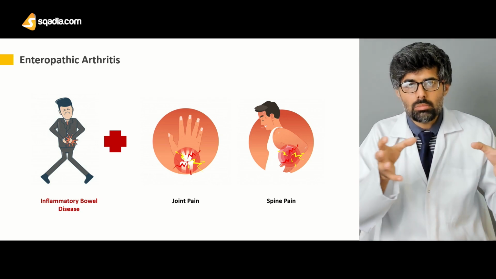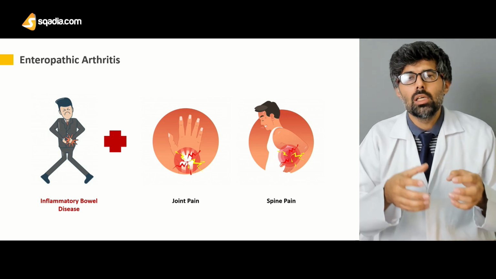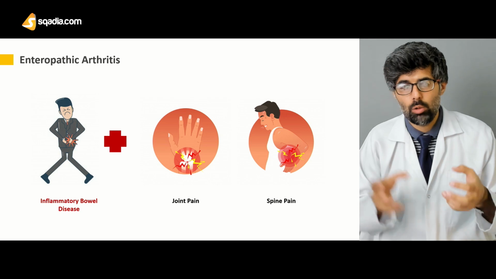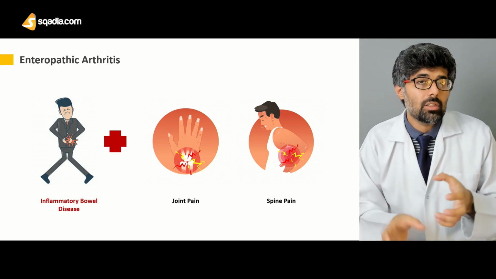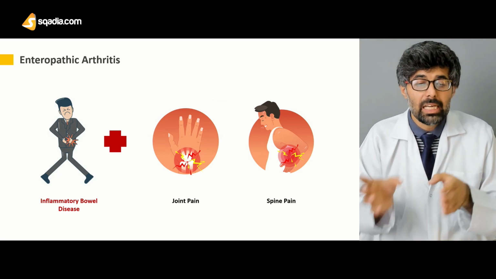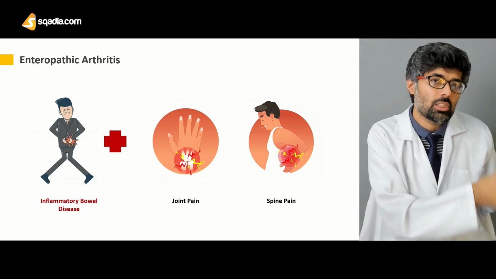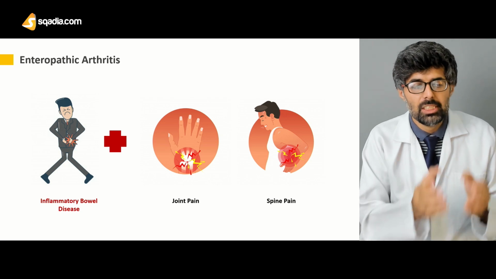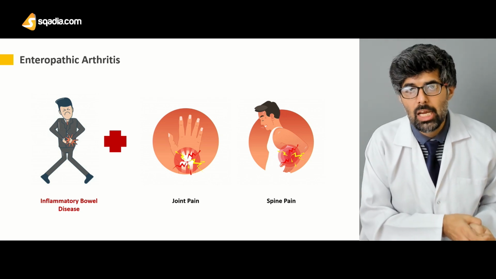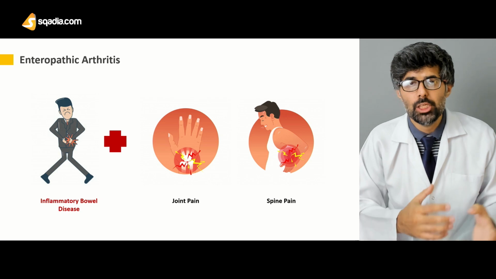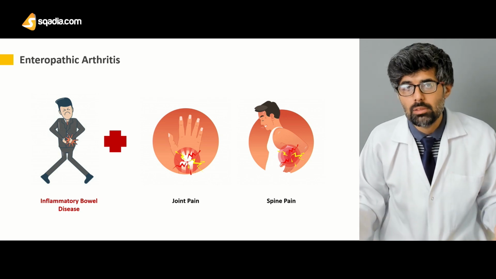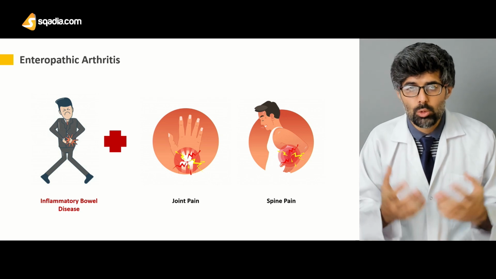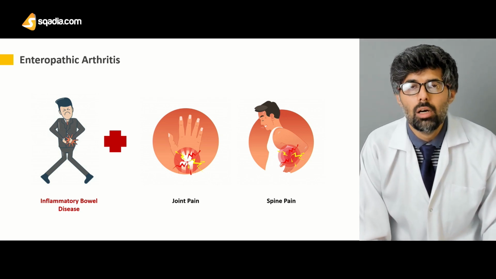Now, in simple terms, enteropathic arthritis is a condition of spondyloarthritis where we have spondyloarthritis in conjunction with some kind of intestinal disorder, which in this case is the inflammatory bowel disease. And inflammatory bowel disease usually comes in two types, either ulcerative colitis or Crohn's disease. So this is enteropathic arthritis.